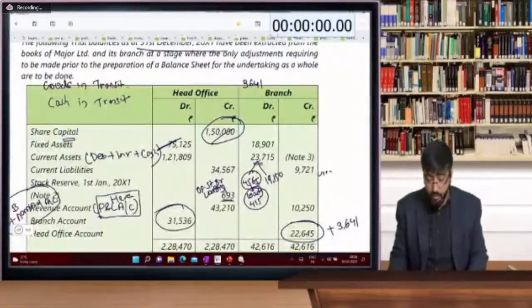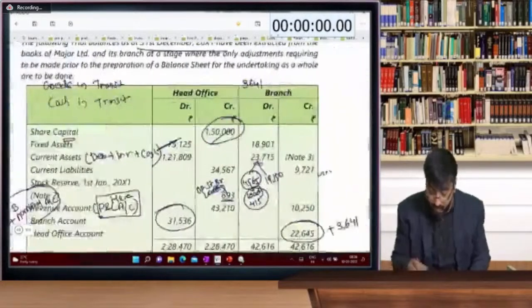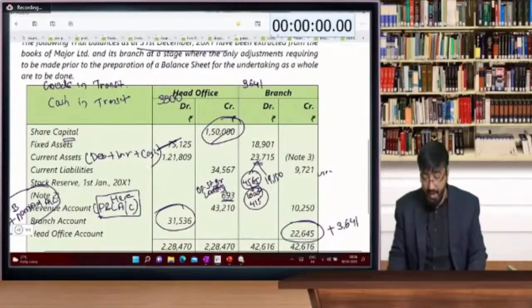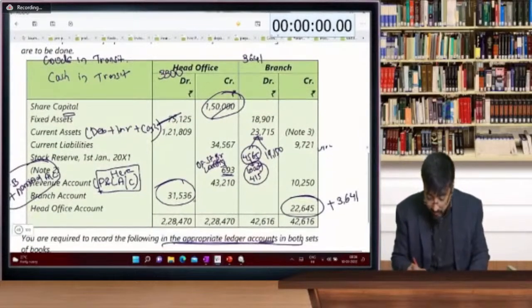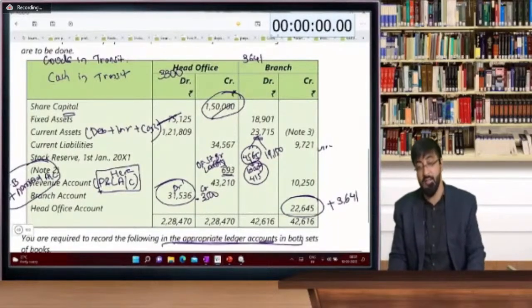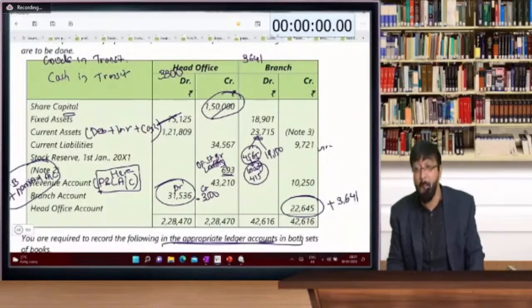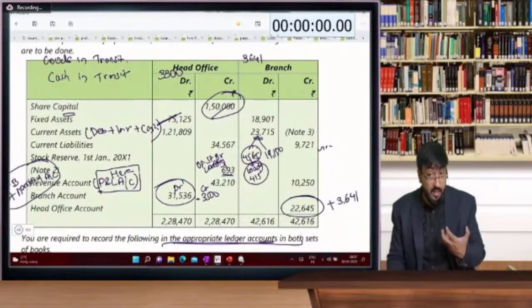So I will put cash in transit in the head office trial balance, 3500, and in the branch account I will deduct this, because branch has a debit balance and this entry has a credit balance. In this entry, branch has a credit balance. Cash in transit to branch. So we will deduct it. See, in HO books branch has a debit balance, but we credited it, therefore we deducted from it. Please understand, this question requires a high level of conceptual clarity. Cash in transit to branch.